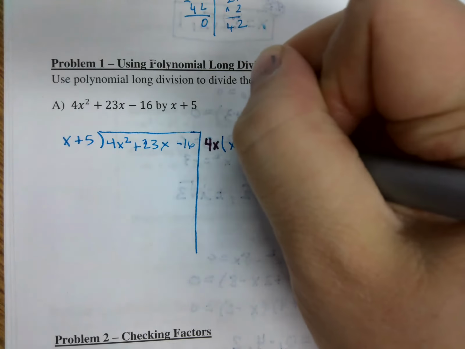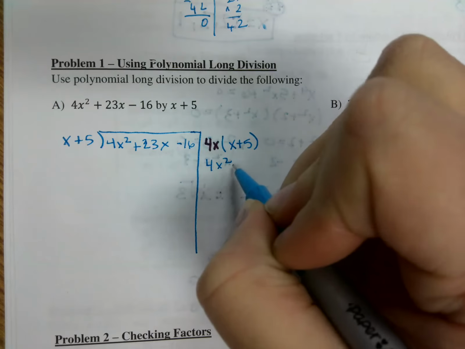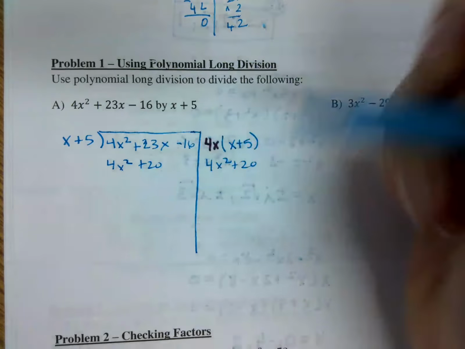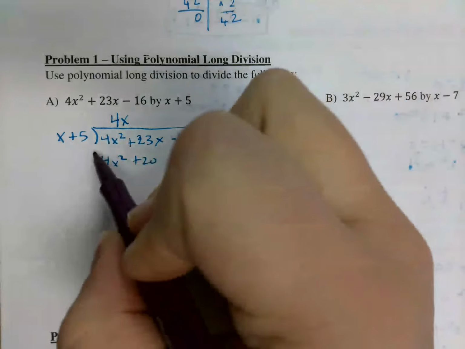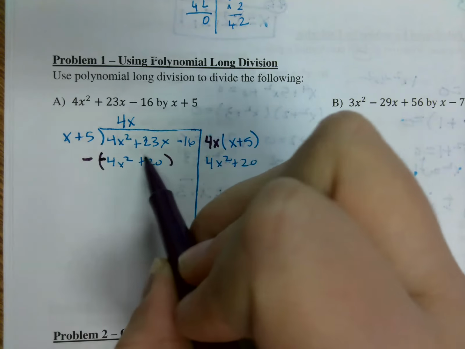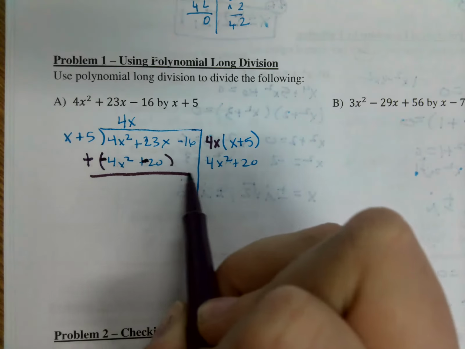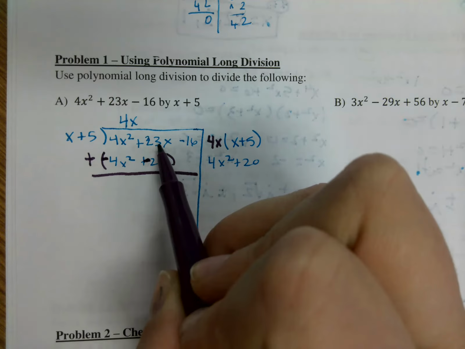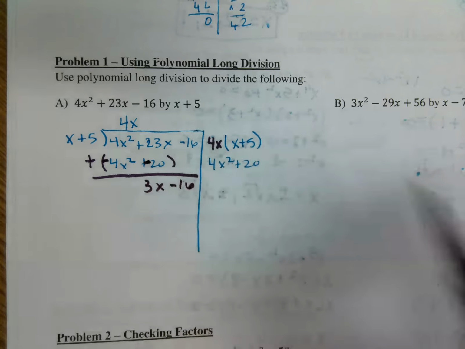So I'm going to take that just like how we did up there. 4x times x would give me 4x squared. 4x times 5 is 20. I'm going to write my 4x squared plus 20x. Now again, this is what we multiplied by, so that's going to go up top. This is where you have to be careful, because I'm subtracting. If I'm subtracting, that means I'm going to be subtracting this and switching my sign over here. So now once I switch my sign, I can add them together. I have my 4x squared plus a negative 4x squared. That would give me 0. 23x plus a negative 20x would give me 3x. And then I still have my minus 16.